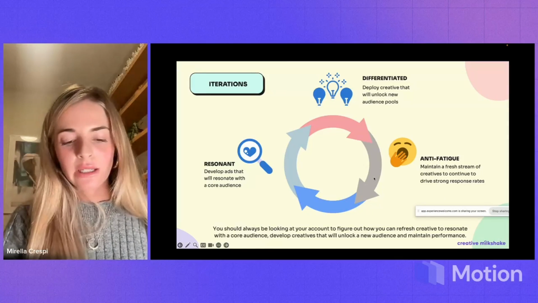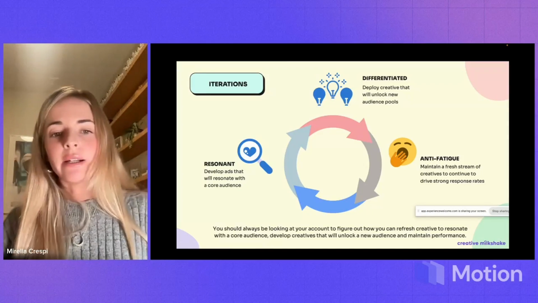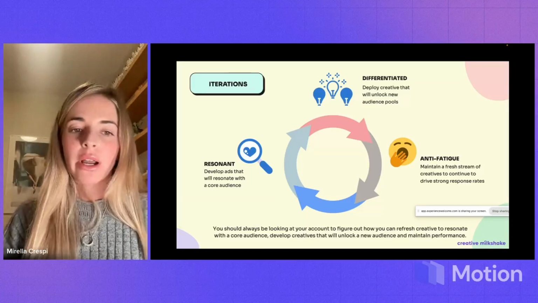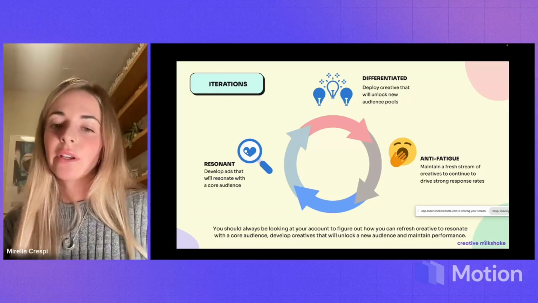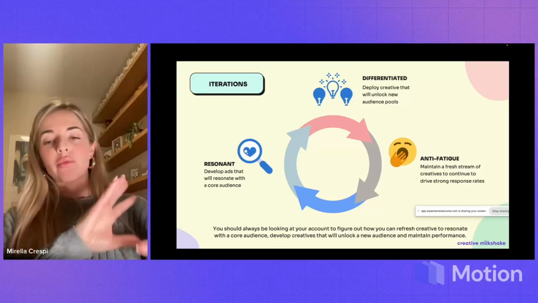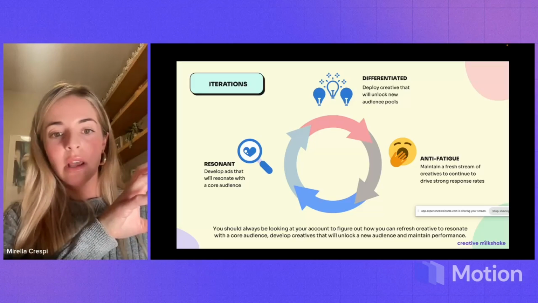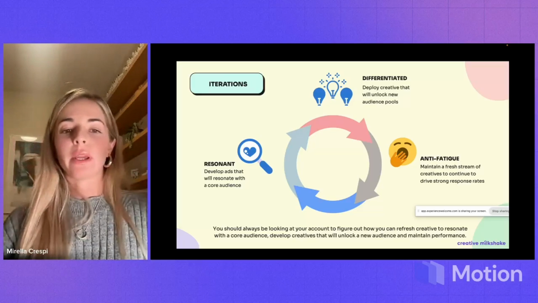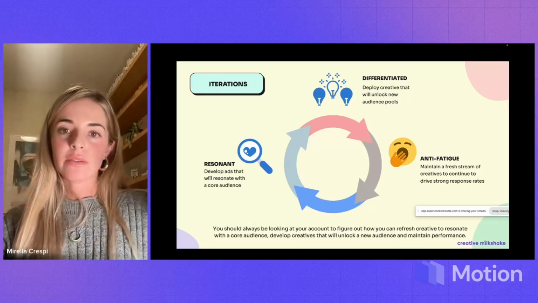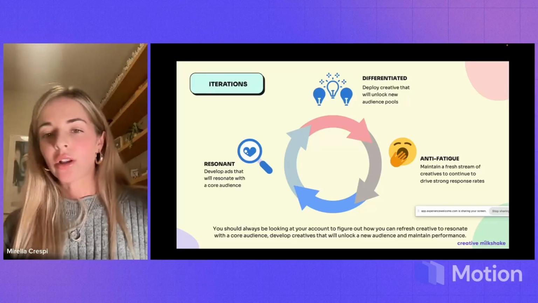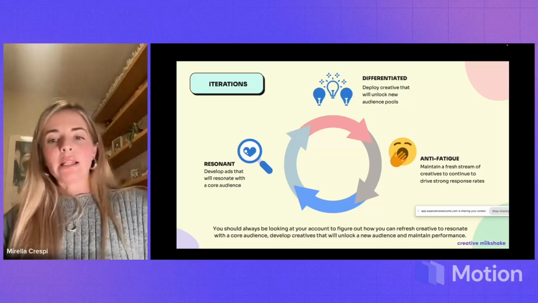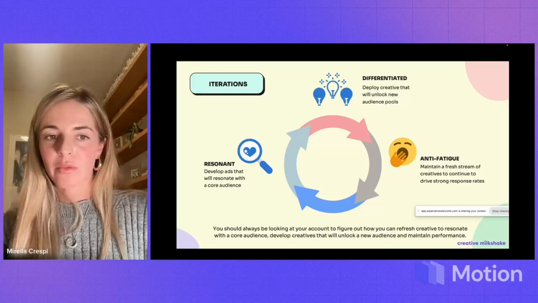So again, understanding the level of spend and the ad account structure, but always trying to look at your accounts and figure out how you can refresh creatives that are resonating with your core audience while also developing diverse creatives that will help you unlock new audiences. And this balance is what's going to help you maintain performance.